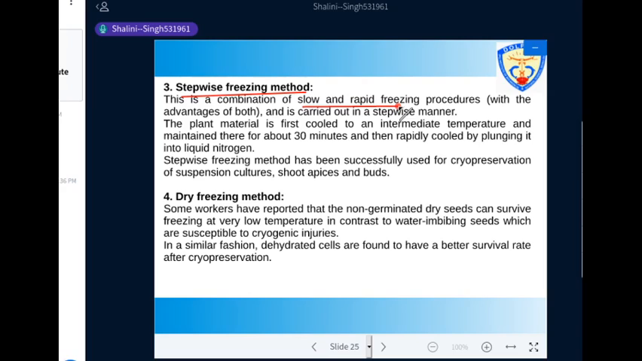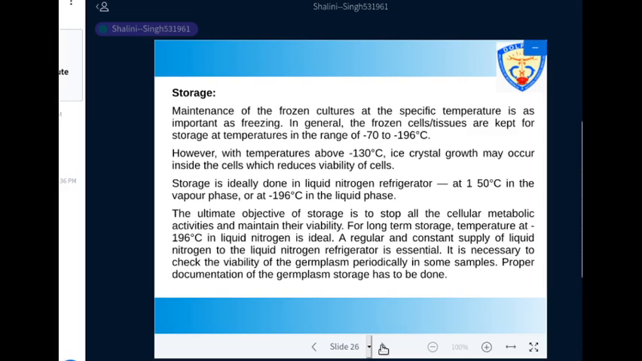Last one is dry freezing method. Some workers have reported that the non-germinated dry seeds can survive freezing at very low temperature, in contrast to water imbibing seeds, which are susceptible to cryogenic injuries. In a similar fashion, dehydrated cells are found to have a better survival rate after cryopreservation.